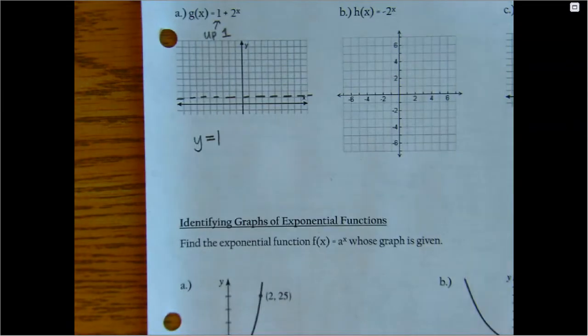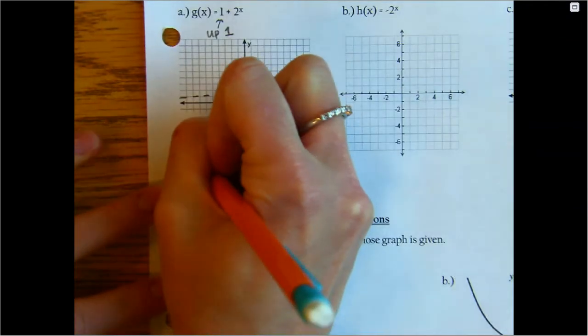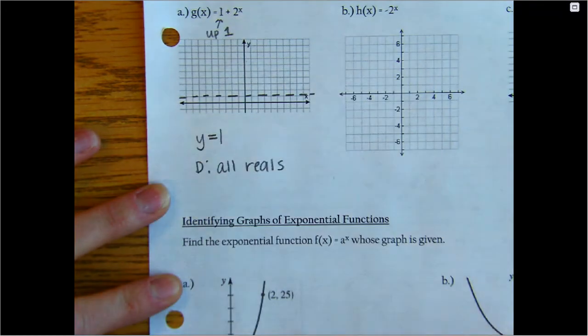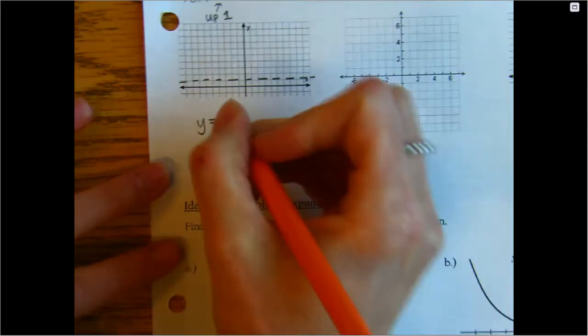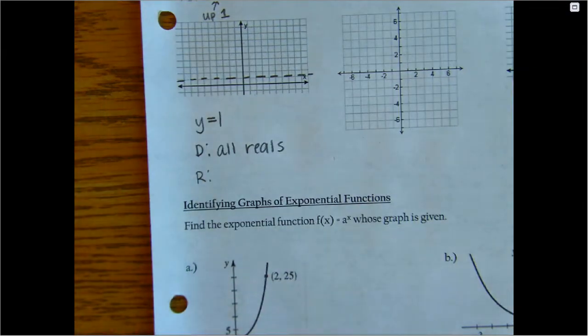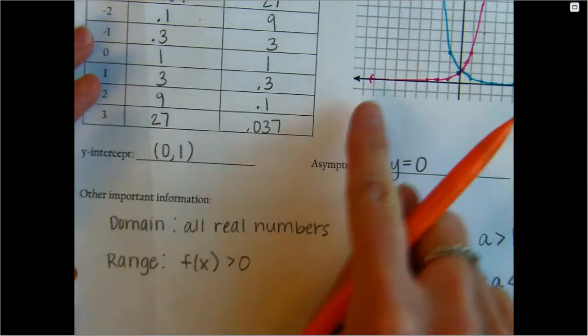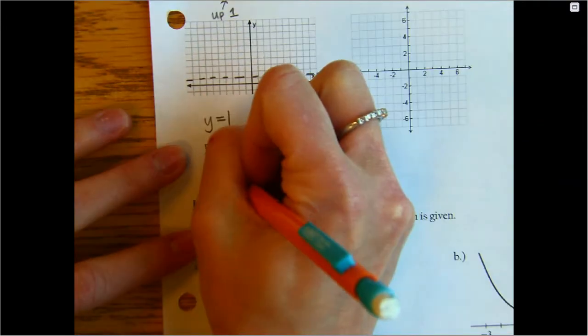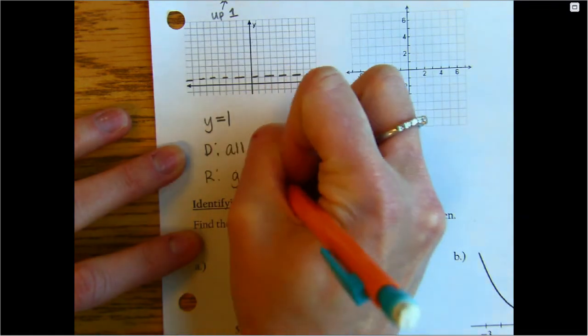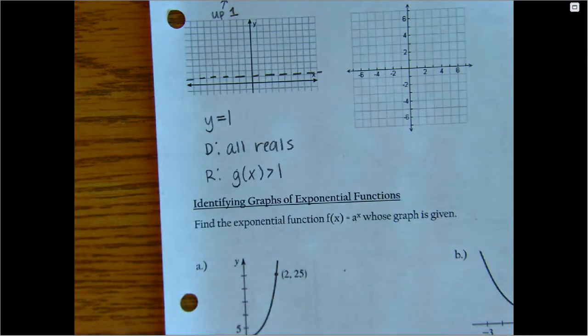My domain of this function would still be all real numbers, because that doesn't change. But now our range would be affected by this shift, because our range was determined by our asymptote. So that also changes your range, the same way it changes the asymptote. We'll use g of x here.